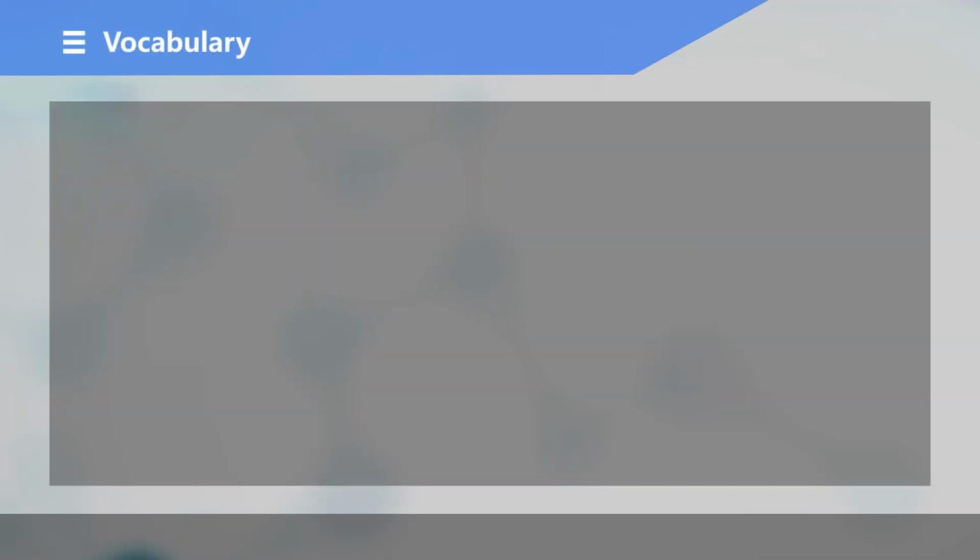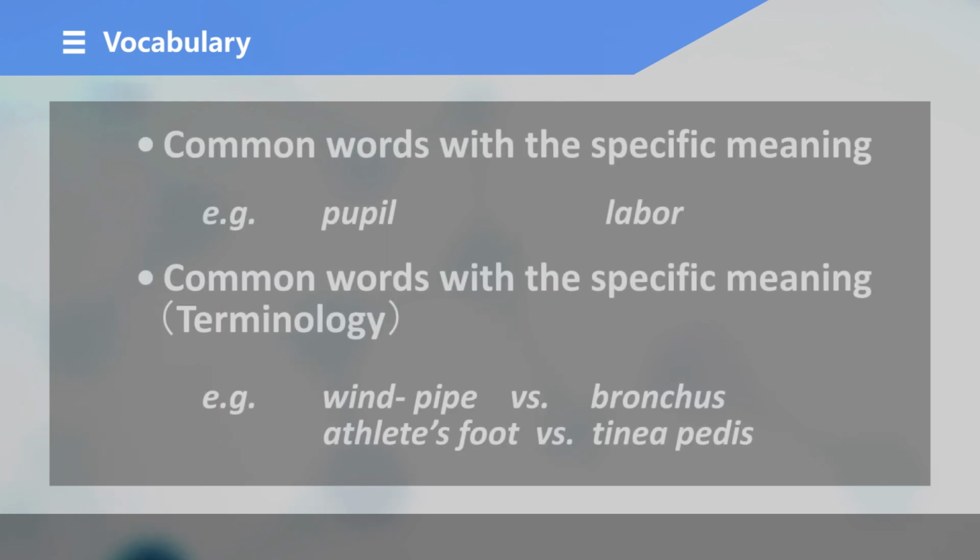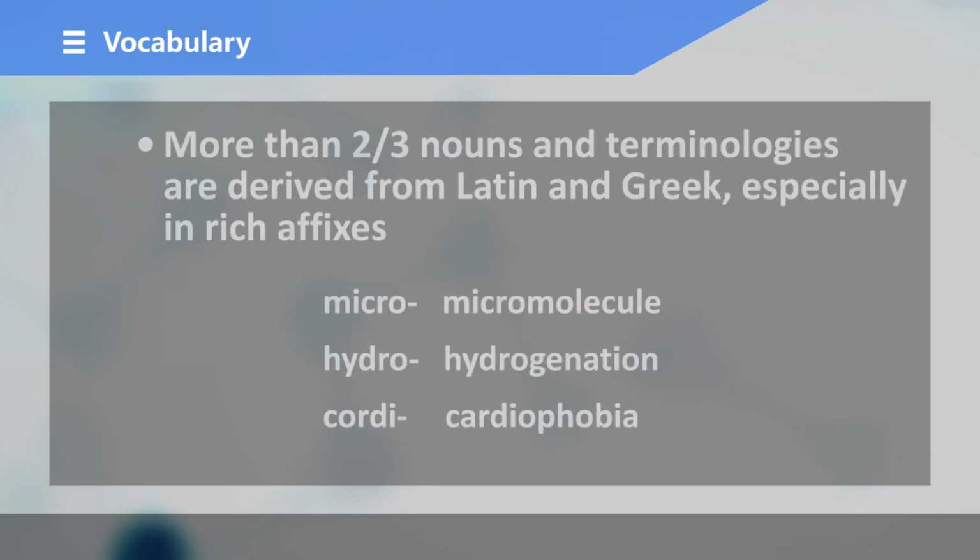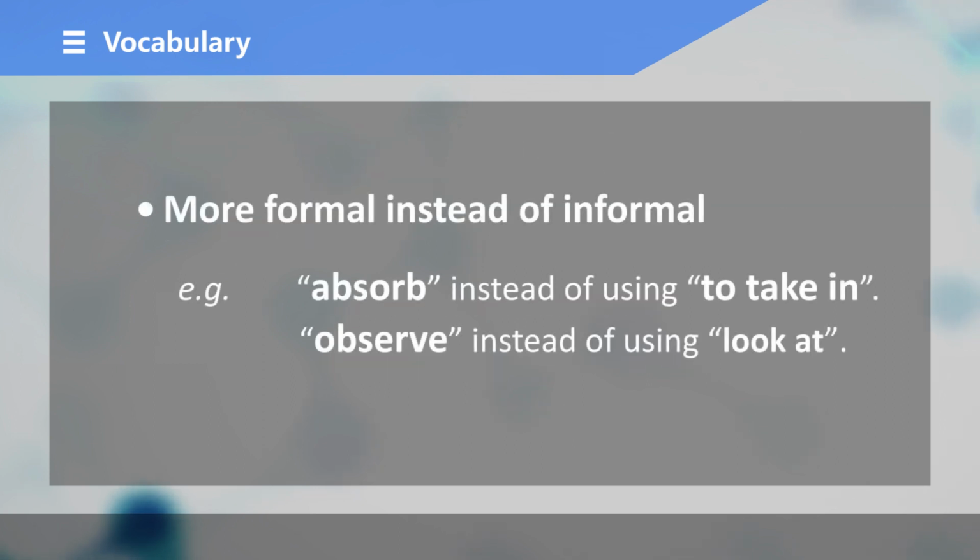You can see them explained there, such as common words with a specific meaning, more than two thirds of nouns and terminologies derived from Latin and Greek, especially rich in affixes, and using more formal words instead of informal ones. All of the above are linguistic features at the vocabulary level.